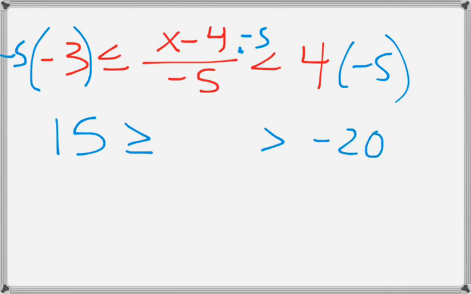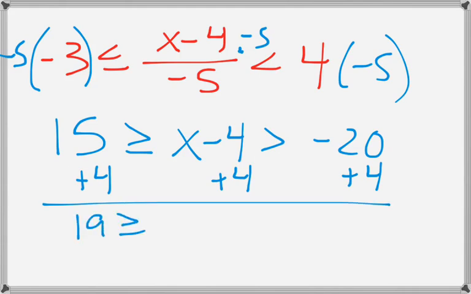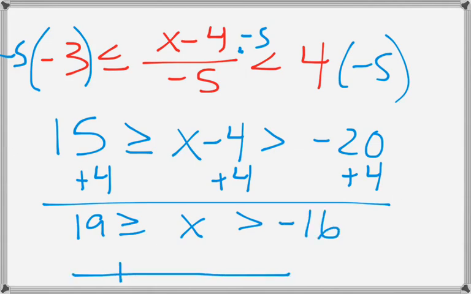If I hadn't flipped the signs, right now my statement would say that 15 is less than negative 20. That doesn't make any sense. So it's good to check those kind of things. Make sure that if you look at the number on the far left and the far right, make sure the signs in between them actually make sense. And then same thing, we're just going to add 4 to all 3 parts. So we have 19 is greater than or equal to x, and x is greater than negative 16. So the numbers that are solutions are in this interval right here.